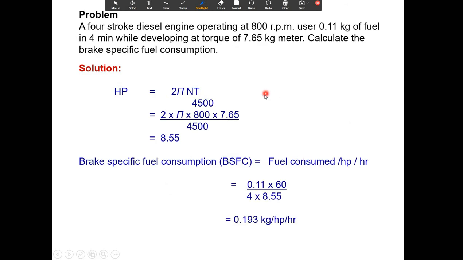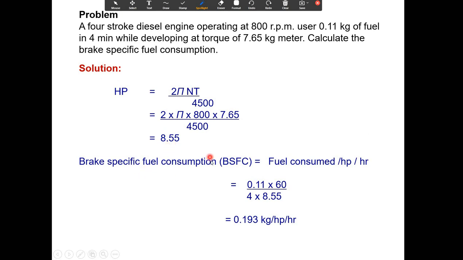Another problem: a four-stroke diesel engine operating at 800 rpm uses 0.11 kg of fuel in 4 minutes while developing a torque of 7.65 kg meter. Then calculate the brake specific fuel consumption. HP is equal to 2 pi NT upon 4500, and this is the formula. N is the speed, given as 800 rpm here, and torque is given, that is 7.65 kg meter, and 4500 is a constant. So we will get the calculation, and at the end we get 8.55 HP.